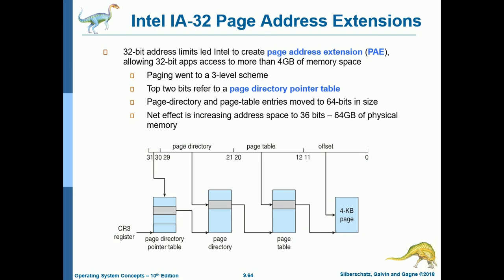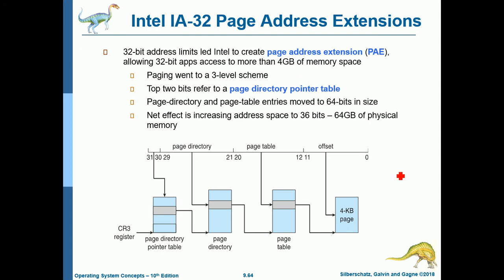So the top 2 bits refer to a page directory pointer table, and then the page directory and page table entries move to 64 bits in size. And the net effect is increasing the address space to 36 bits, or 64 gigabytes of physical memory. So from 32, it becomes 36, and then it can access a bigger size, which is 64 gigabytes of physical memory compared to 4 gigabytes of memory space.